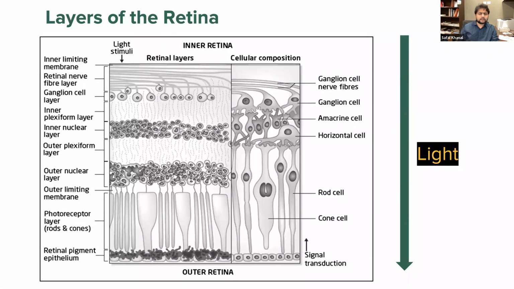So the layers of the retina, you can remember there are 10 layers in the retina, but an important point is that the light traverses all these inner layers to reach the photoreceptors. So it goes through all the neural retina to reach the outer retina, the photoreceptors, where signal transduction begins.